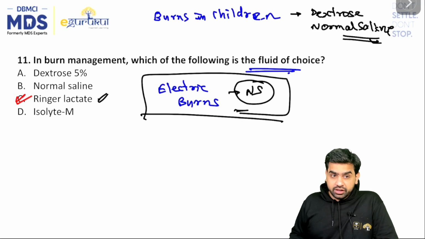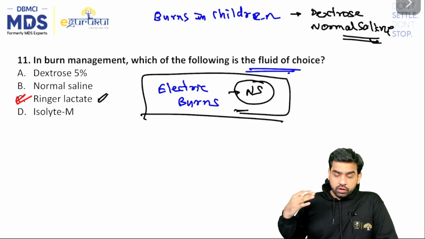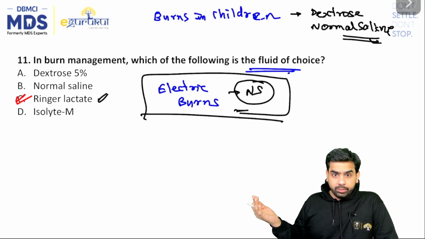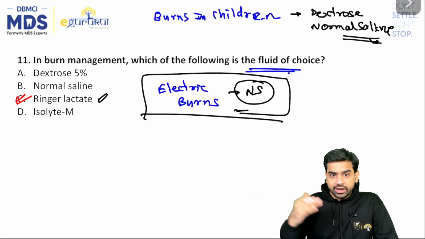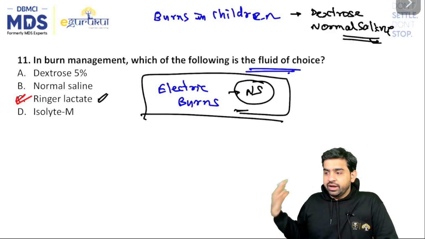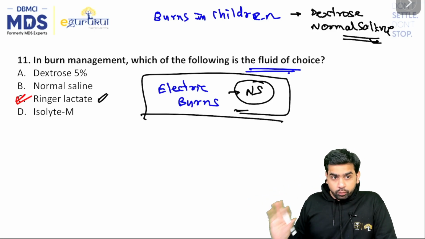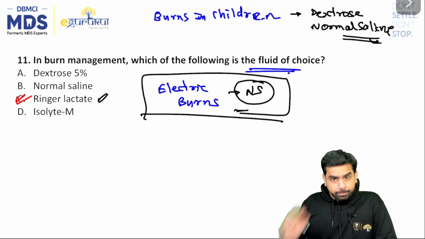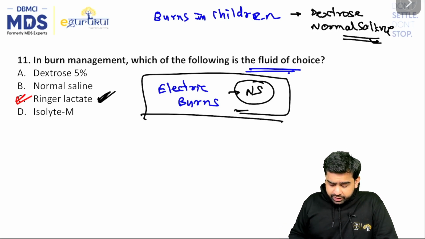Now, why in electric burns is it preferred to use normal saline rather than Ringer's lactate? Because Ringer's lactate also contains potassium, and in electric burns there's already a chance that rhabdomyolysis would have taken place and potassium would have come into the bloodstream. If you use Ringer's lactate, that potassium level is going to increase even further. That might cause cardiac abnormalities and all that. Okay, I hope you're able to understand this point. Important. So Ringer's lactate is the fluid of choice for burns.